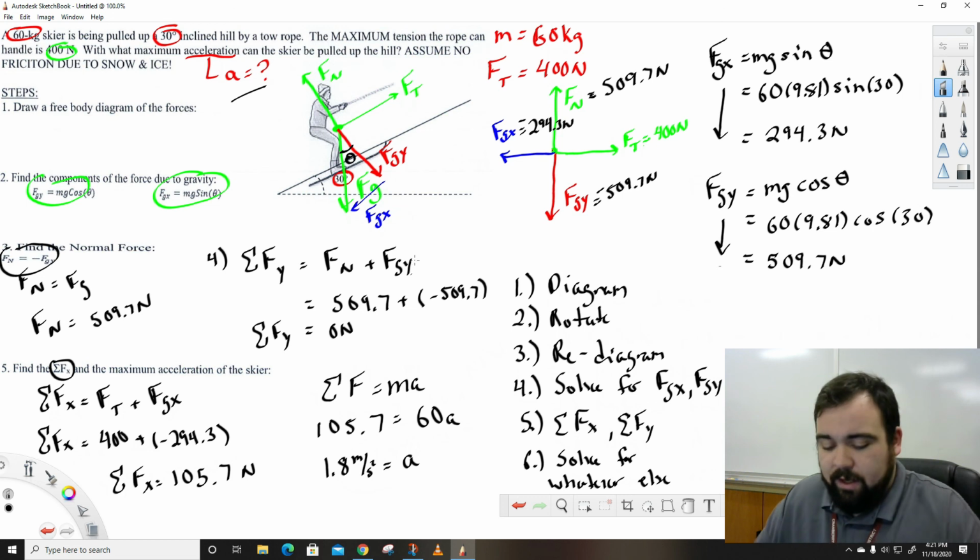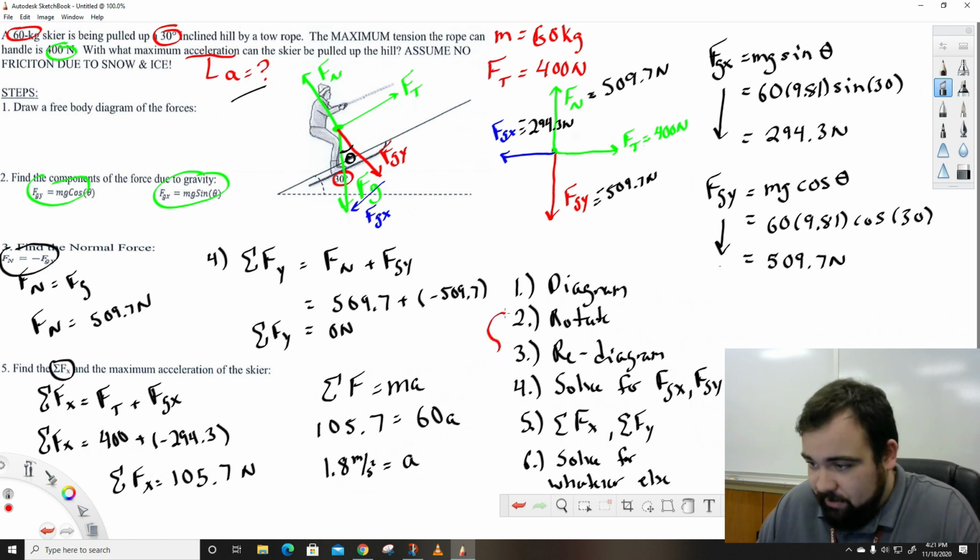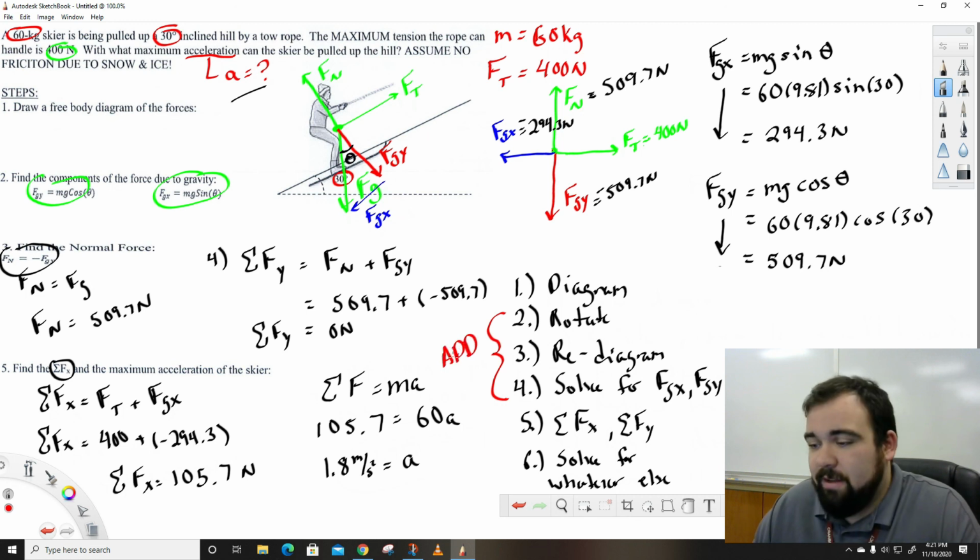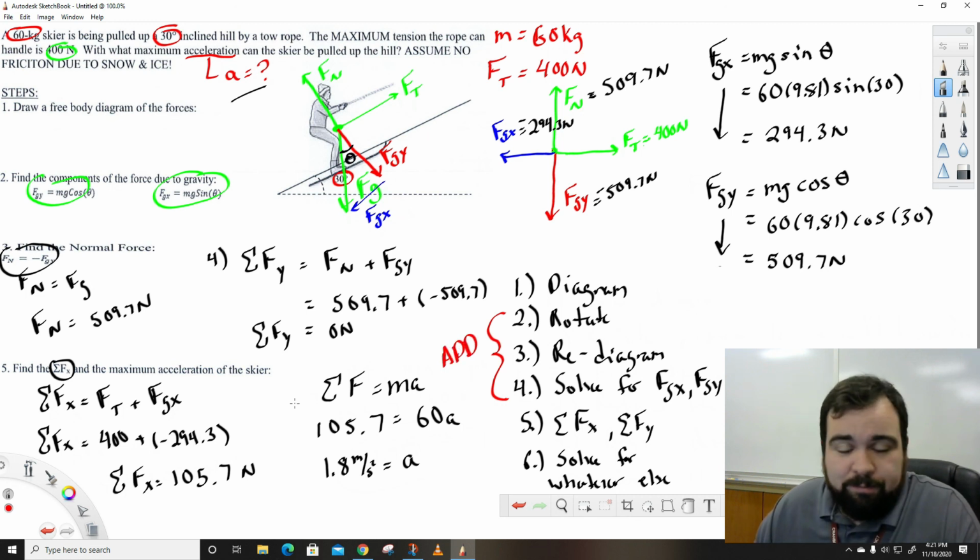Alright. Now these steps are basically the same as our other problems. We always start off with diagramming, then we go ahead and then we go to our net forces. So we're only really adding these 3 steps here. The other steps that were there to begin with.